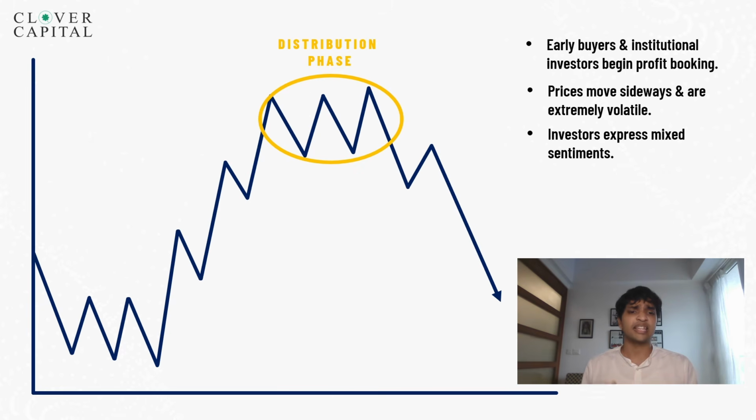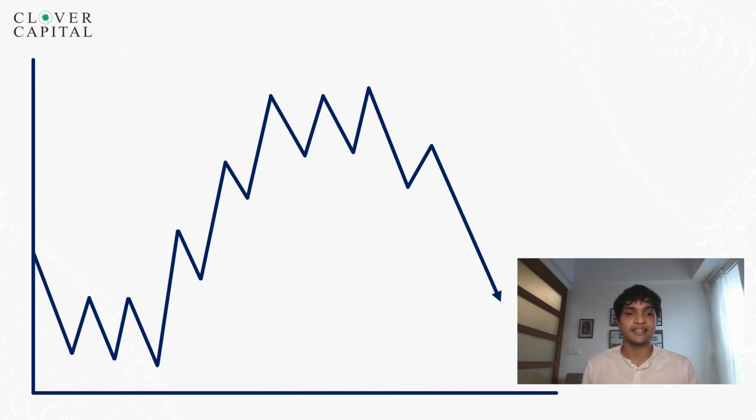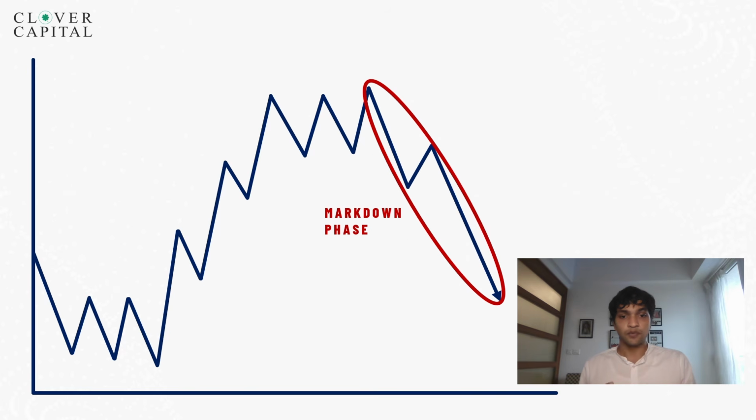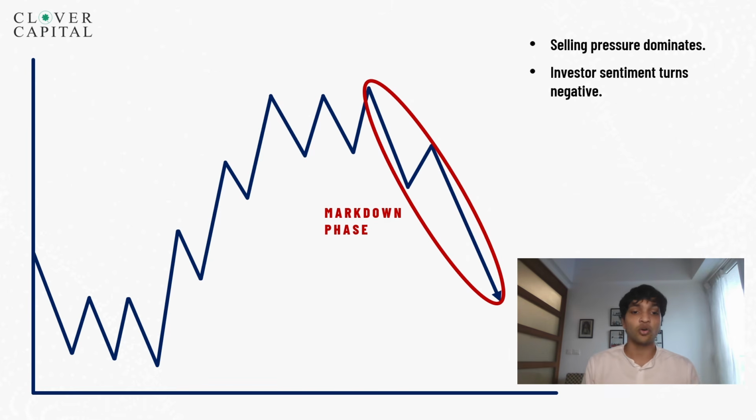The last stage of the market cycle is the markdown phase. This is what one would call as a bear market or negative phase. It is characterized by falling prices. Selling pressure dominates as investor sentiment turns negative or even fearful. The markdown phase continues until prices reach a new bottom and the cycle starts again with the accumulation phase.